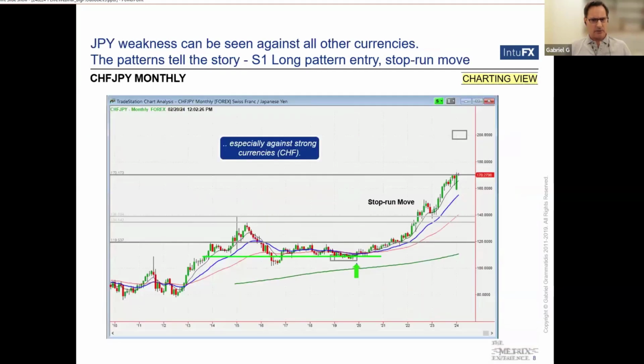And now let's have a look against a strong currency, which is the Swiss, right, Swiss franc. Strong currency versus a weak currency. Well, we see a huge increase in price. But again, here we had a pattern on a monthly chart, an S1 pattern, very, it's a big move. The stop appears small, right? And we're basically running through here.